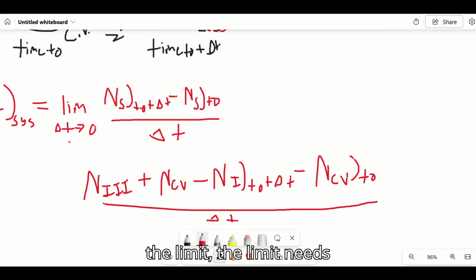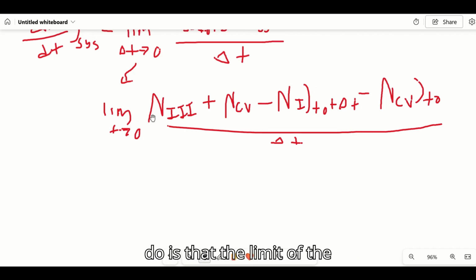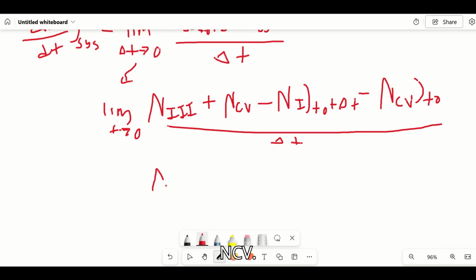And remember, the limit needs to follow. So now, after we have this, what we can do is that the limit of the sum is the same as the sum of the limits. What that means essentially is that I can rewrite this by breaking apart everything. So I can have N_CV initial plus minus N_CV.